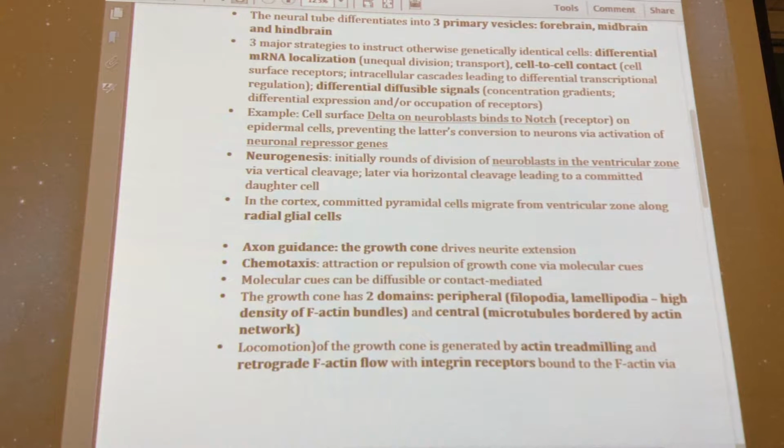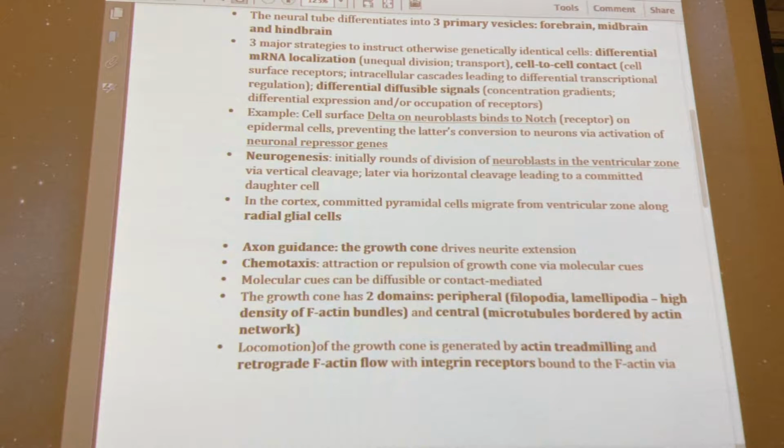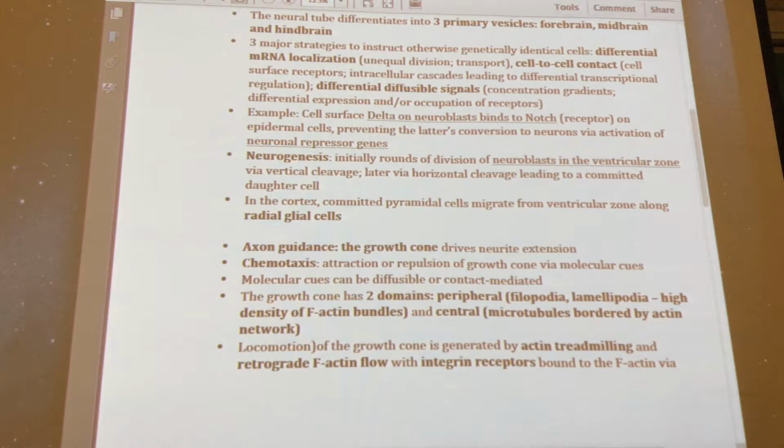actually, sorry, I can't find my mouse, all right. Let me just bring that one out really quickly.